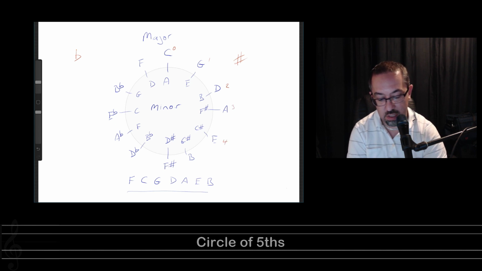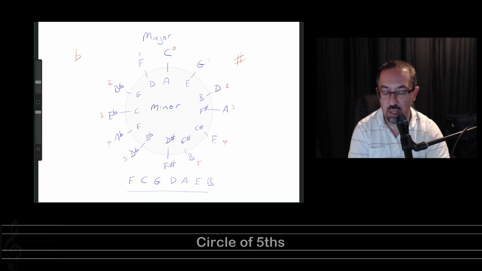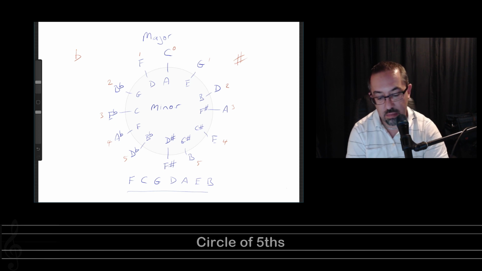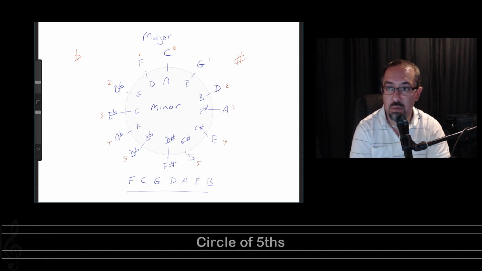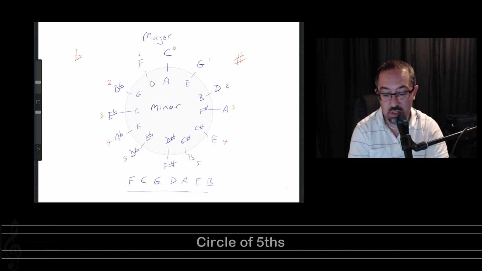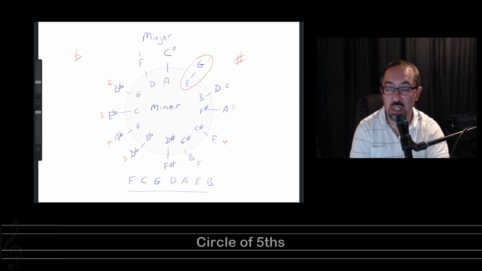We can keep numbering these. And if we go the other way around, F would have one flat, B flat would have two flats, and so on. Okay. The final thing I'll talk about is, we've looked at major keys on the outside of the circle, minor keys on the inside of the circle, and I hinted at it before, that the relatives are related to each other. So E minor and G major share the same one sharp.